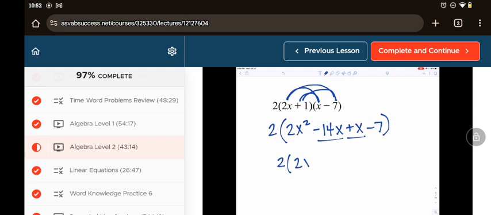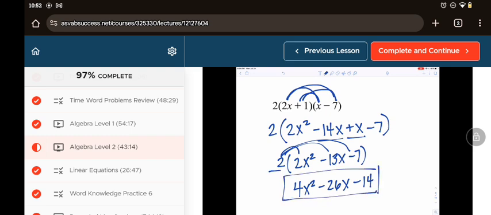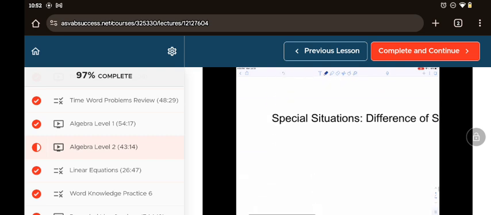-14 plus 1 is -13. So I'm going to do 2 times 2x squared minus 13x minus 7. So now I'm ready to multiply by 2. So I distribute this to everything. 2 times 2x squared is 4x squared, 2 times negative 13x is negative 26x, and 2 times negative 7 is negative 14. Because this is a positive 2, it does not change the signs. It still stays the same. Positive, negative, and negative. Okay? All right, awesome. I hope you got that. Let's go ahead and keep going.